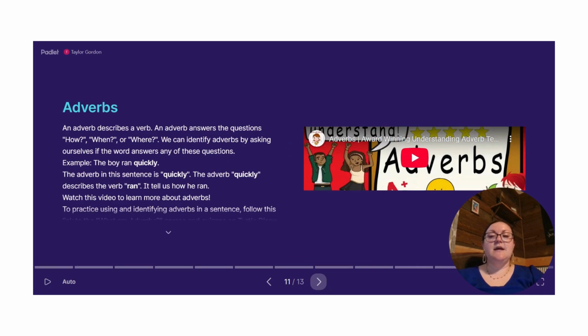And our next part of speech are adverbs. An adverb describes a verb. An adverb answers the questions how, when, or where. We can identify adverbs by asking ourselves if the word answers any of these questions. For example, our sentence is, the boy ran quickly. Ask yourself which word in that sentence answers the question how, when, or where. The adverb in this sentence is quickly. The adverb quickly describes the verb ran. It tells us how he ran.